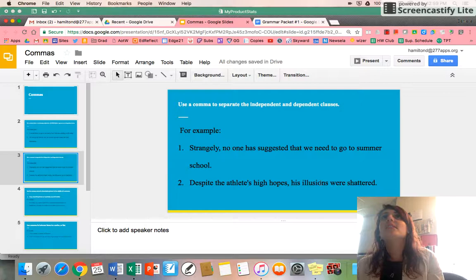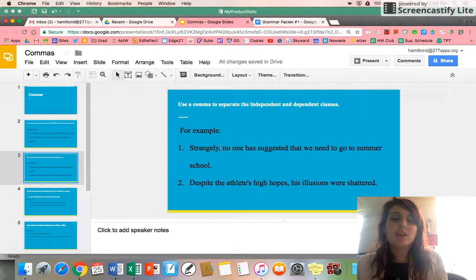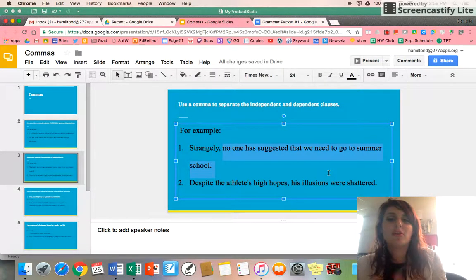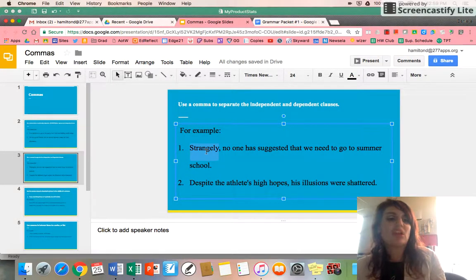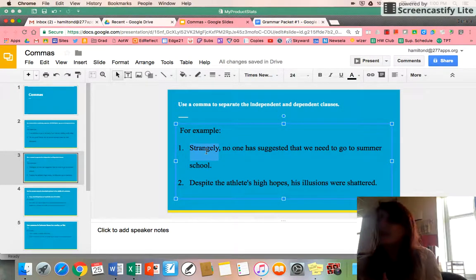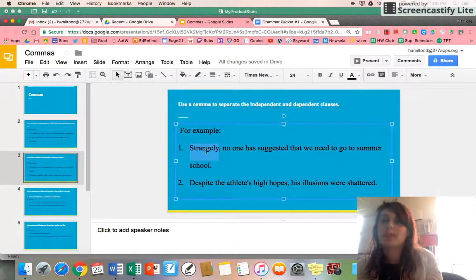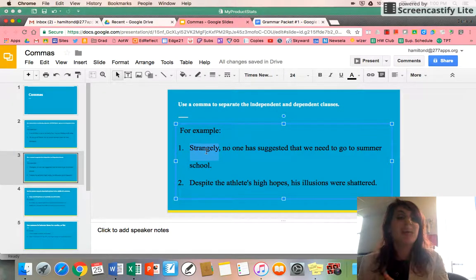So maybe you have a sentence that doesn't require a FANBOY, but you know that it still needs a comma to separate it. One thing that you can do is figure out what's the independent clause and what's the dependent clause. So for example, strangely, no one has suggested that we need to go to summer school. I know that no one has suggested that we need to go to summer school is its own total thought. Strangely is just a bonus expression to add onto the sentence, and it implies that it's weird that maybe these students should go to summer school, yet the teachers aren't paying enough attention or aren't thinking about them.